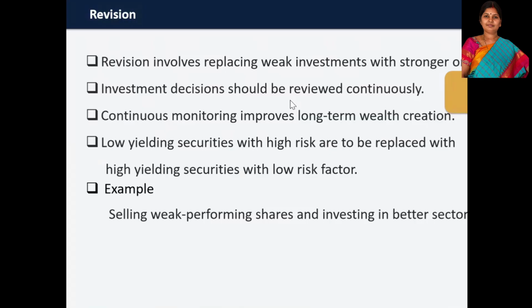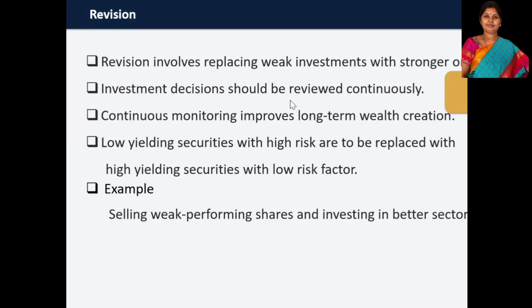Next, after making appraisal, what you will do, you will make revision. So this revision is important. Why? Because this revision will make us replace weak investments and invest in strong investments. See, this review, this appraisal is not made occasionally. We have to make this continuously. Why? Because based on that only we will make revision of our investments.